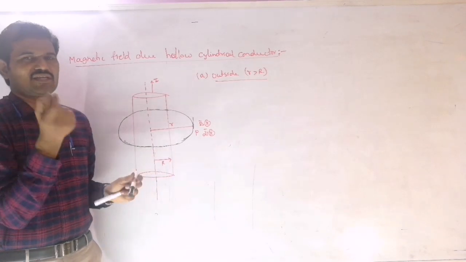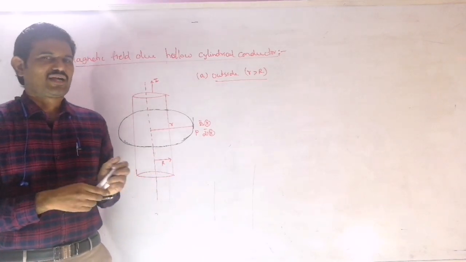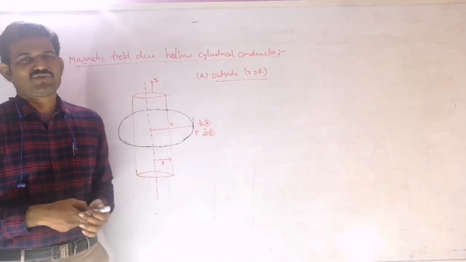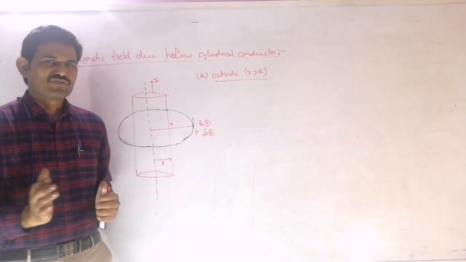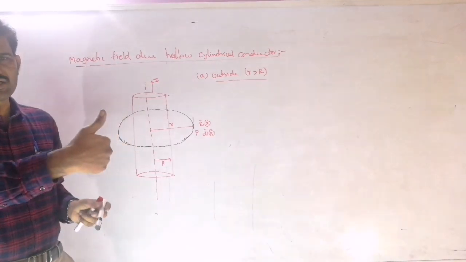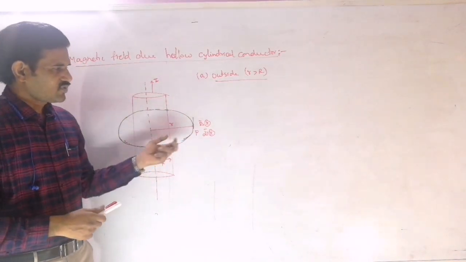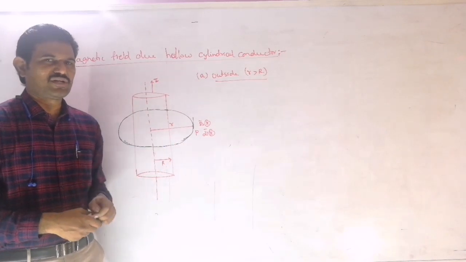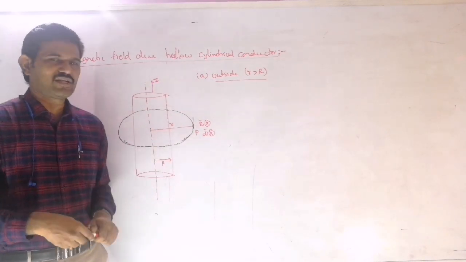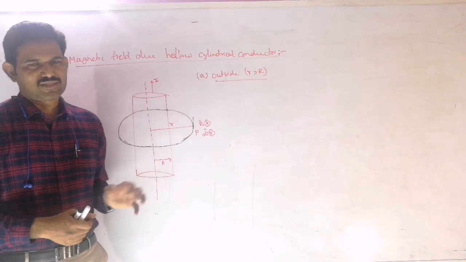DL bar is nothing but DL is the length of this small element, and that bar means its direction, we need to choose in the direction of integration there. So in the direction of integration means we are integrating in this direction only, so we should take along this direction here. So this integral of B bar dot DL bar, that means the angle between B bar and DL bar is 0. Is it clear now?